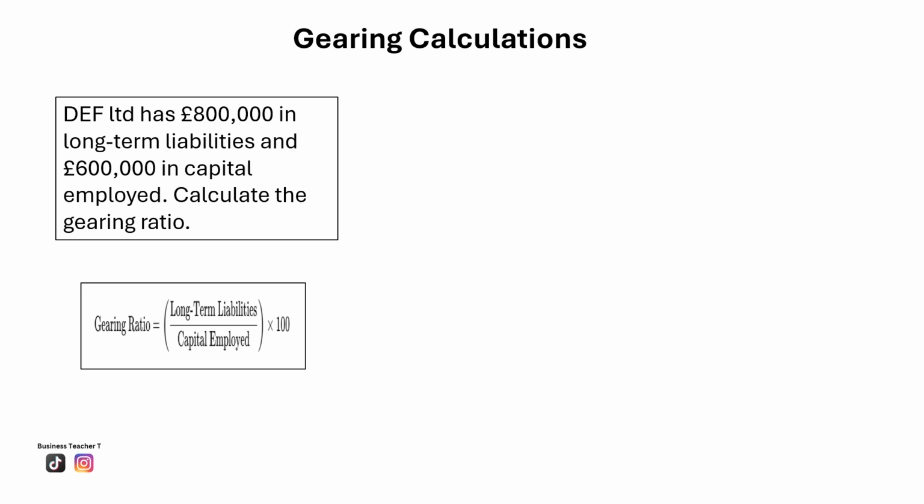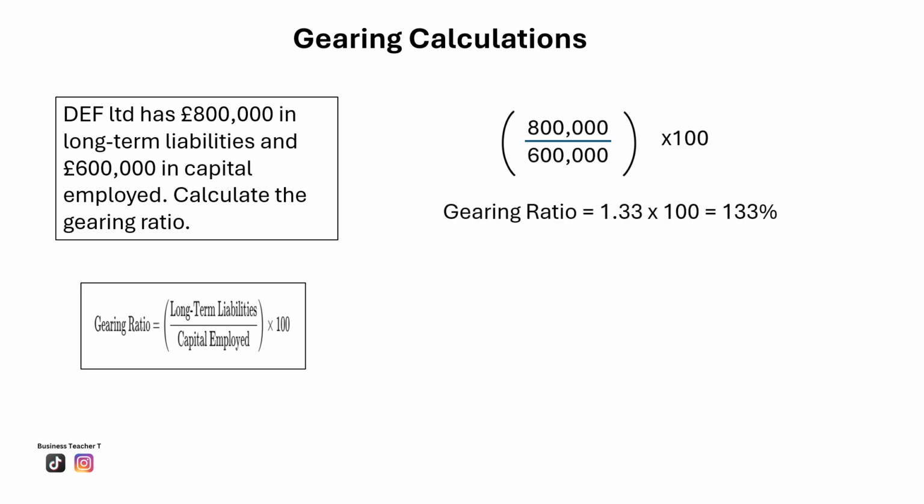DEF Limited has £800,000 in long-term liabilities and £600,000 in capital employed. Calculate the gearing ratio. So we know that the formula is long-term liabilities divided by capital employed times by 100. So let's put those numbers into the formula. 800,000 divided by 600,000 times by 100. And that gives us 1.33 times 100, and that equates to 133%.